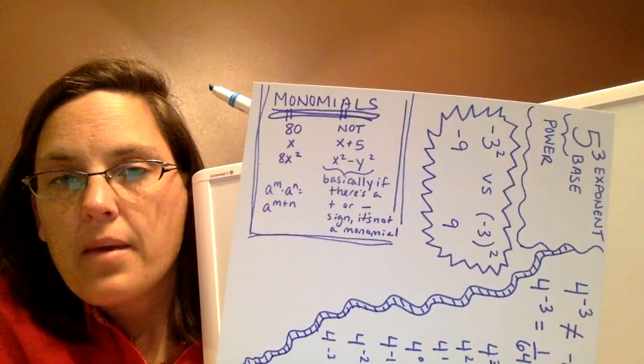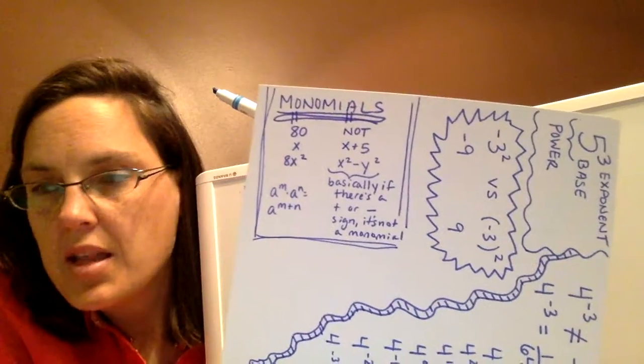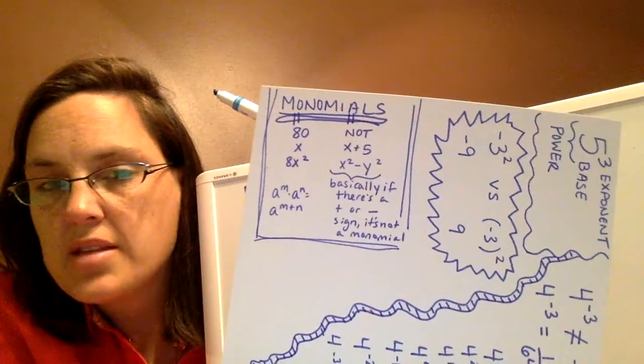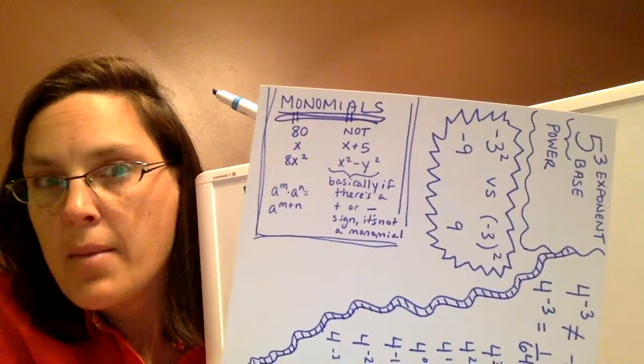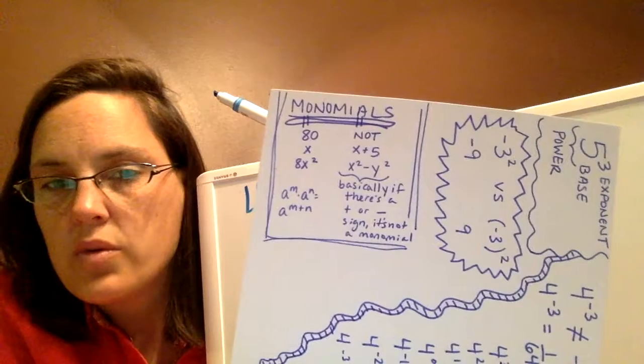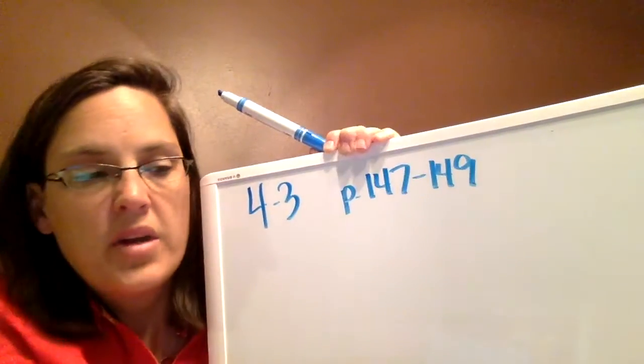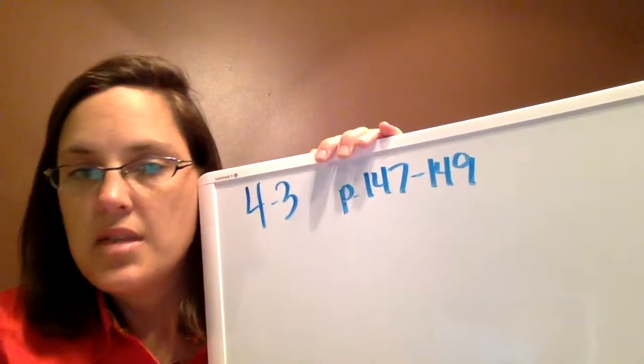Also there is a product of powers property listed there on page 147 that says a to the m power times a to the n power equals a to the m plus n power. We're going to take a look at those by looking at some examples.